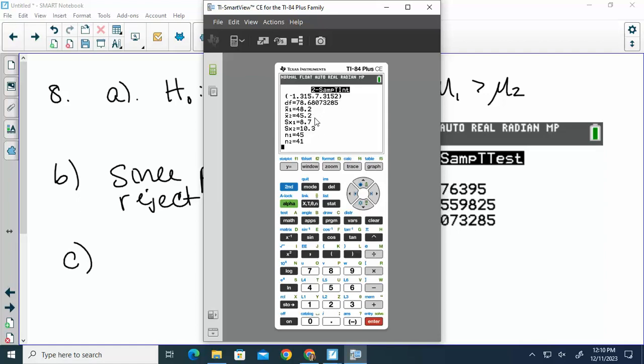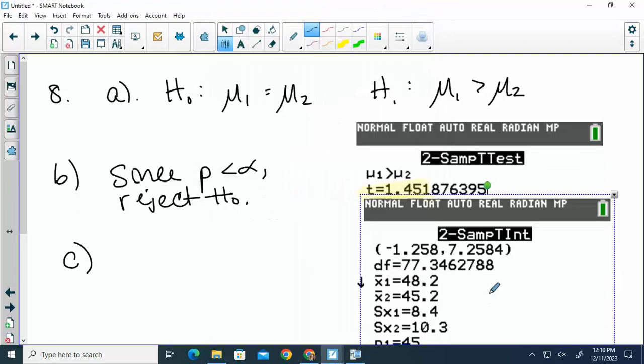Is that off? Did I mess up? Did I enter something? Let's see. First, I put 8.7 instead of 8.4. Okay. So then we should have it. All right. Any questions on that one?